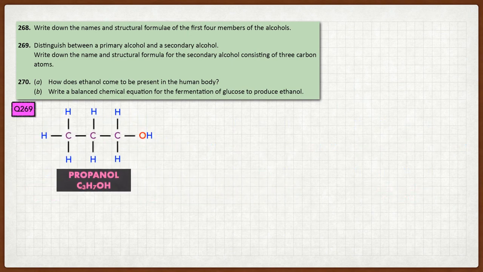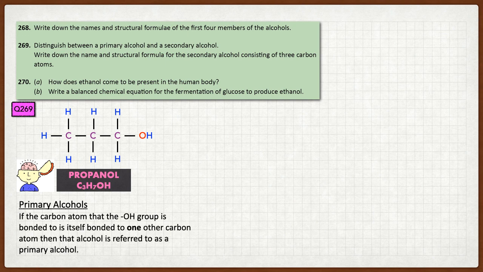Well, a primary alcohol, and this is a definition we must know, is if the carbon atom that the OH group is bonded to is itself bonded to one other carbon atom. Now, if you look at this structure here, there's the carbon atom that the OH group is bonded to. There it is there. That carbon atom itself is bonded to one other carbon atom, and there's the carbon atom itself. So that's the definition of a primary alcohol, and propan-1-ol or propanol is a primary alcohol.